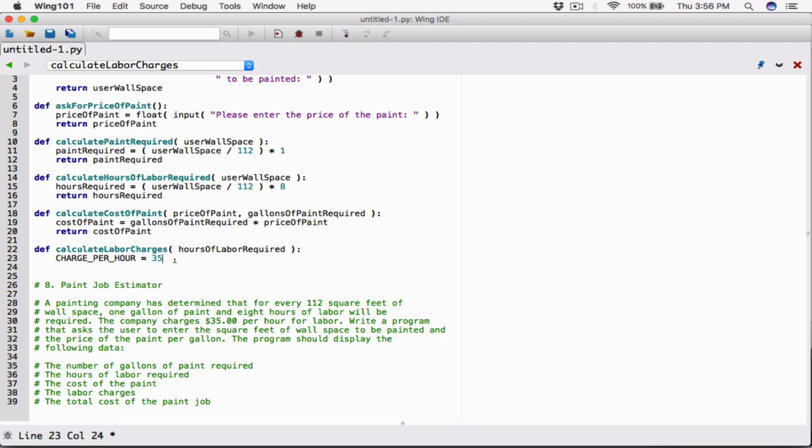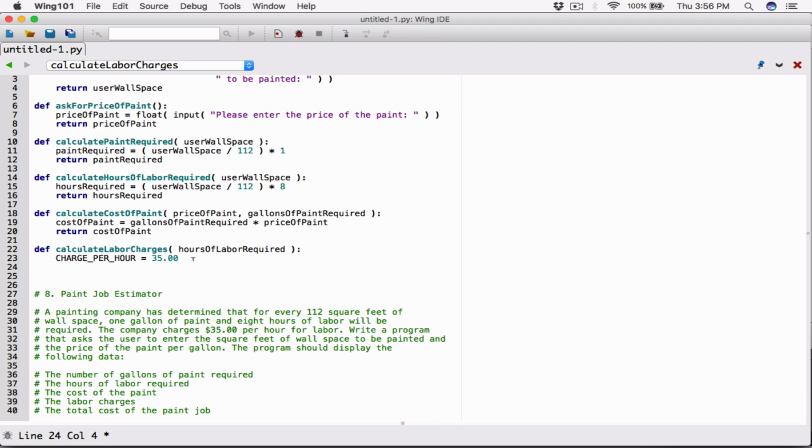All right, I'm just simulating it. So this is a 35.00 charge. I'm just defining it, so when the price changes, we can come to this function and change it. Once I have the hours of labor required, all I'm doing is multiplying the hours of labor required and then multiplied by the charge.